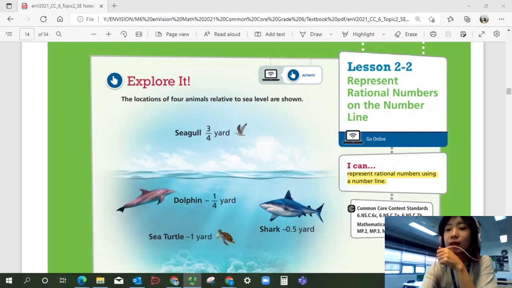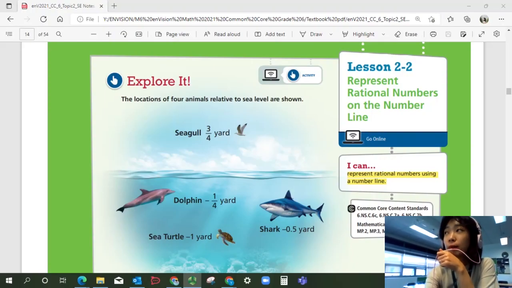Hi everyone, this is Math 6 Lesson 2-2, represent rational numbers on the number line. In this lesson, we'll be able to represent rational numbers using a number line. Let's start with explore it.